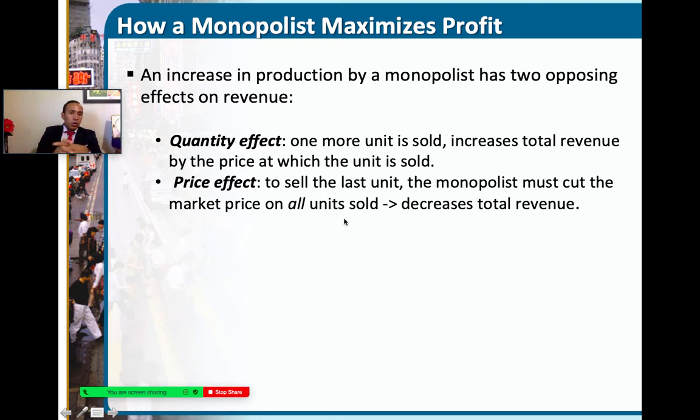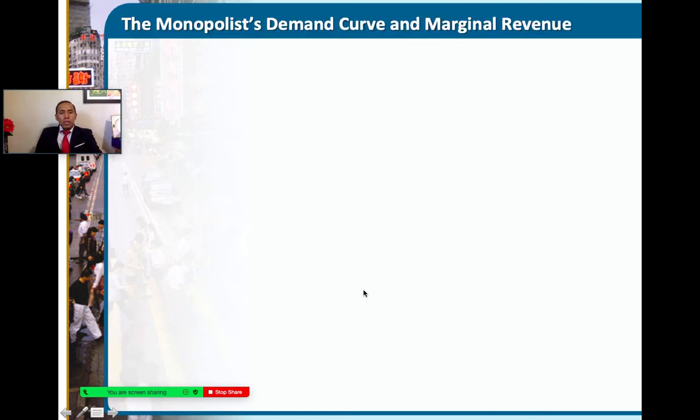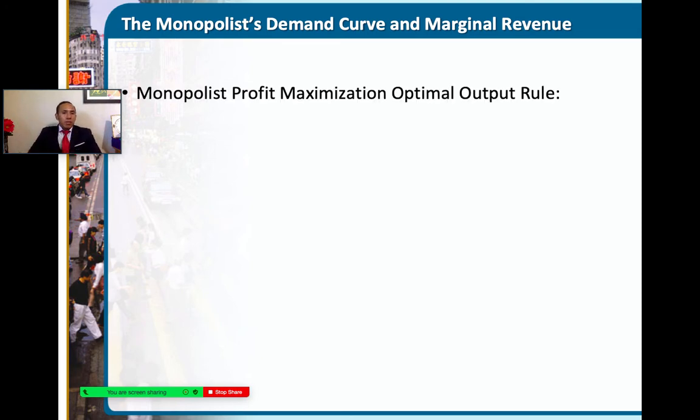And if you lower the price significantly more, you're going to experience a decline in revenue, a decrease in total revenue, which may not necessarily be good for the firm. So you want to set the quantity at a specific point that is profit maximizing, and not compromise the firm's price. So what is the monopolist profit maximizing optimal output rule?